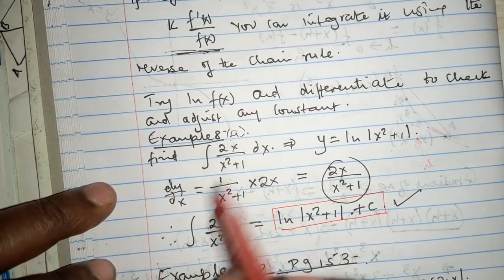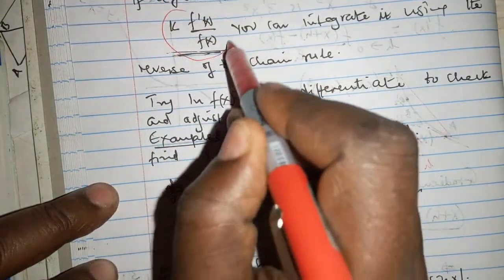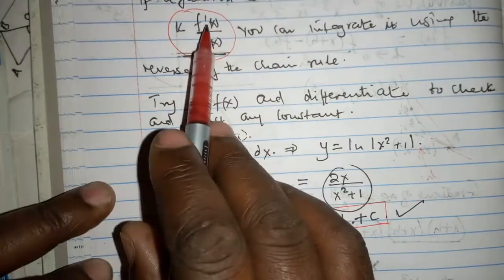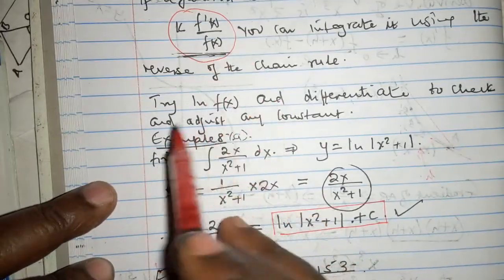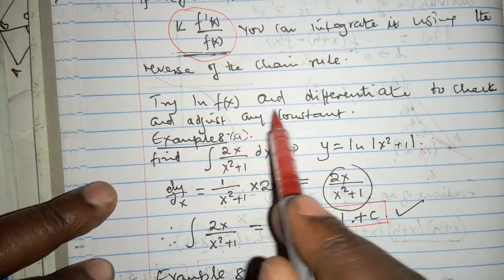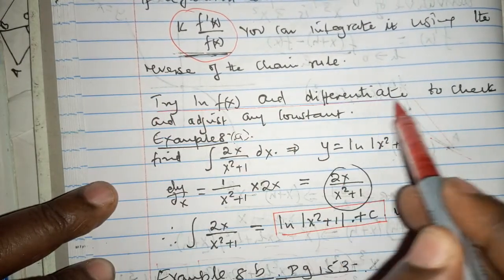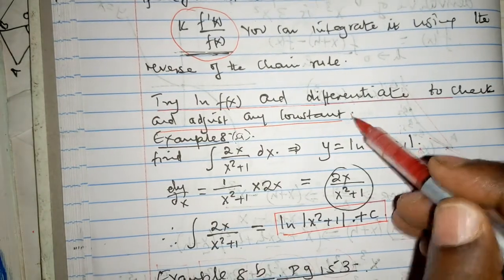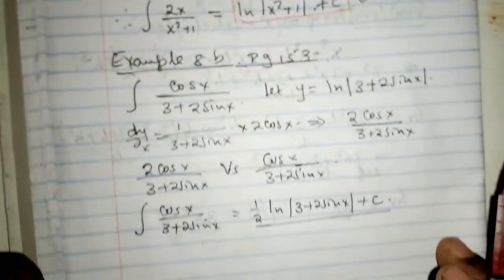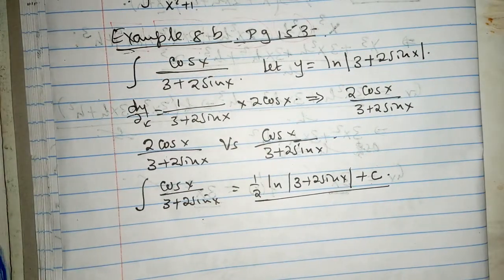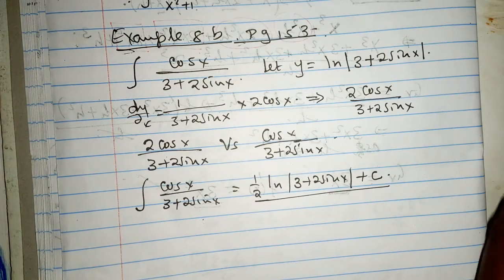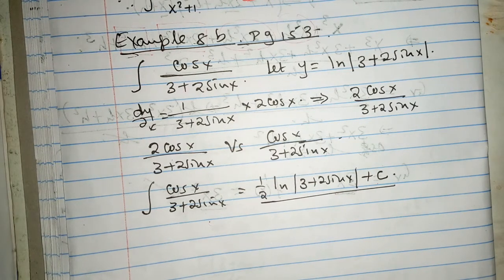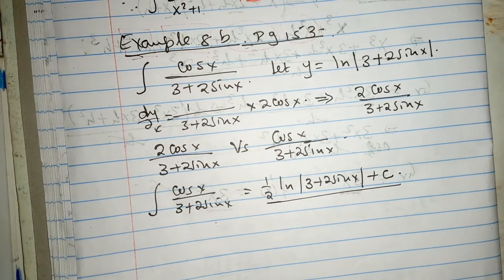If you have a function that can be written that way, a derivative divided by a function, then try ln f(x), and differentiate to check and adjust in a constant. That is very important for all of us. I hope that has sunk in our minds, and we will find it very useful even when we try to solve future questions in this topic. All right.